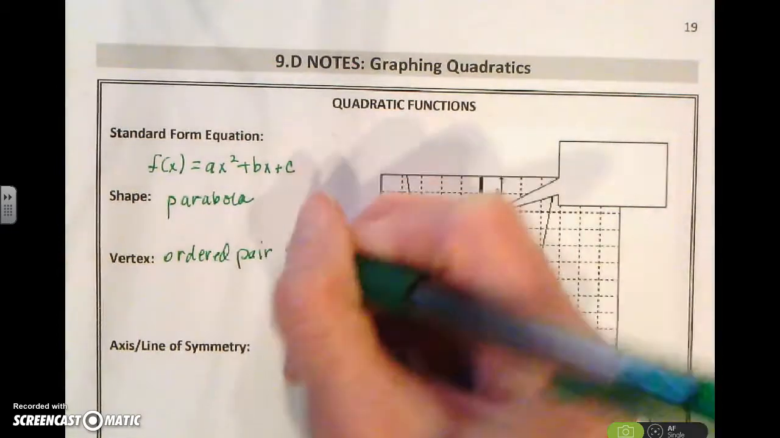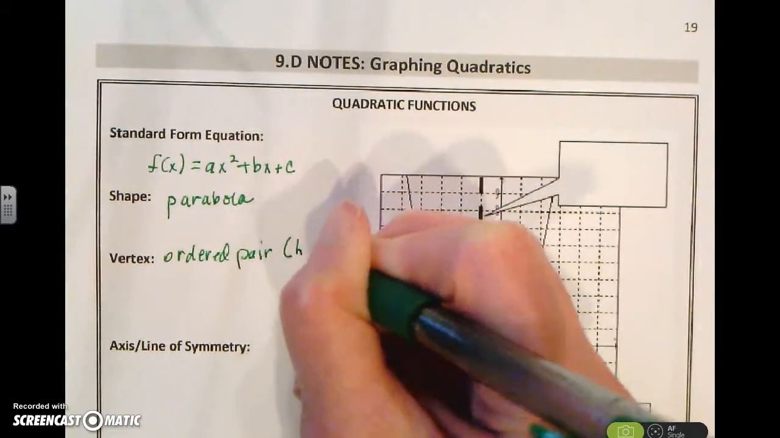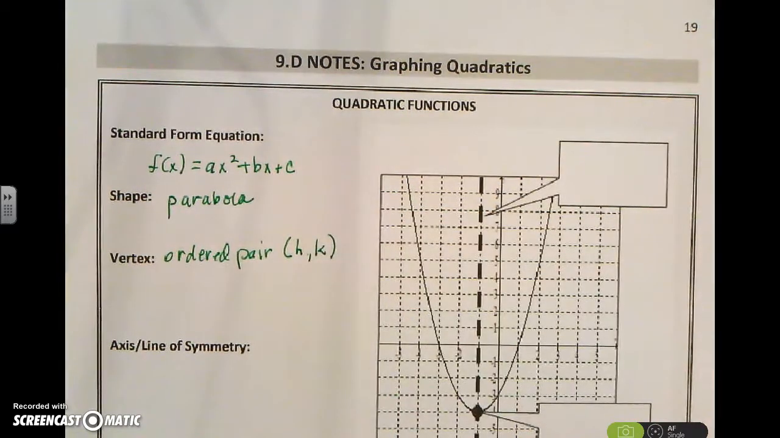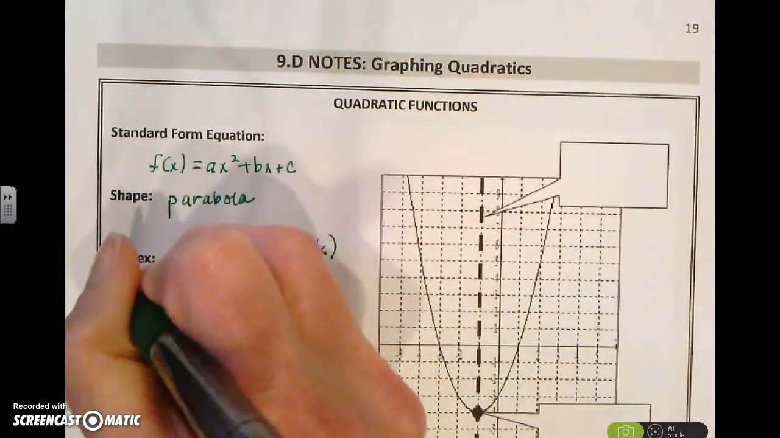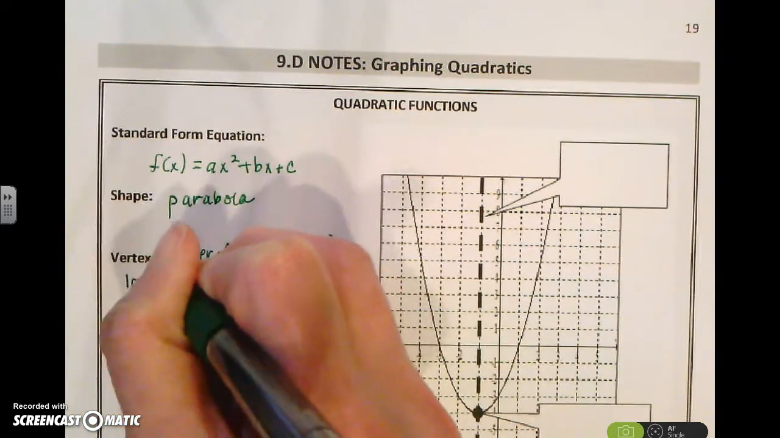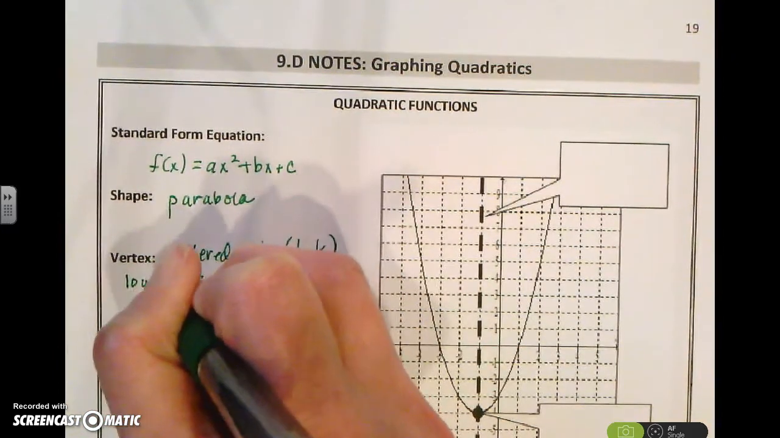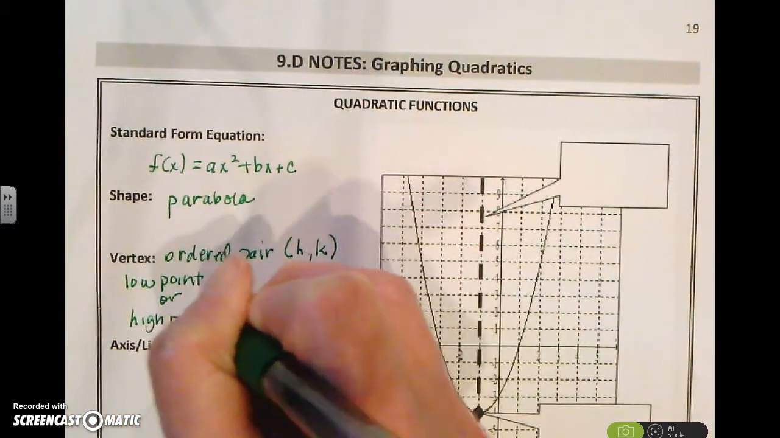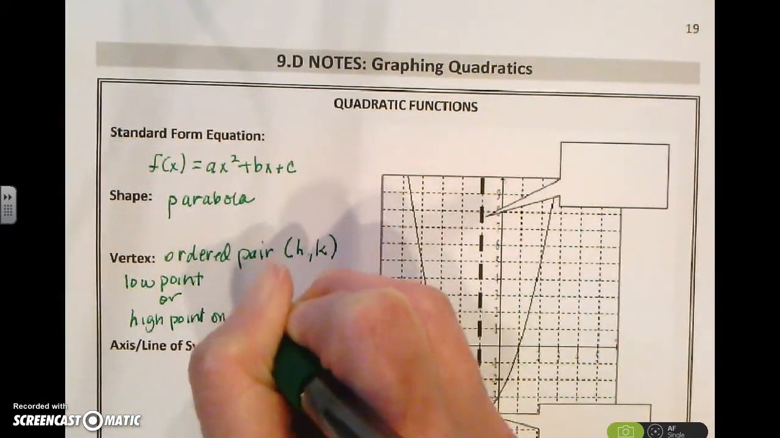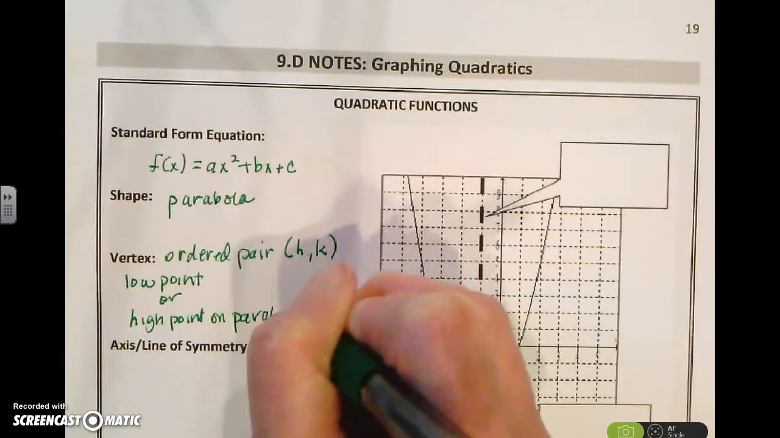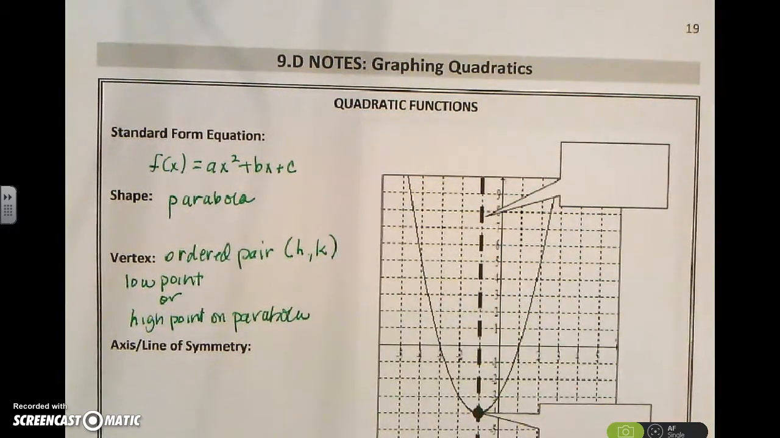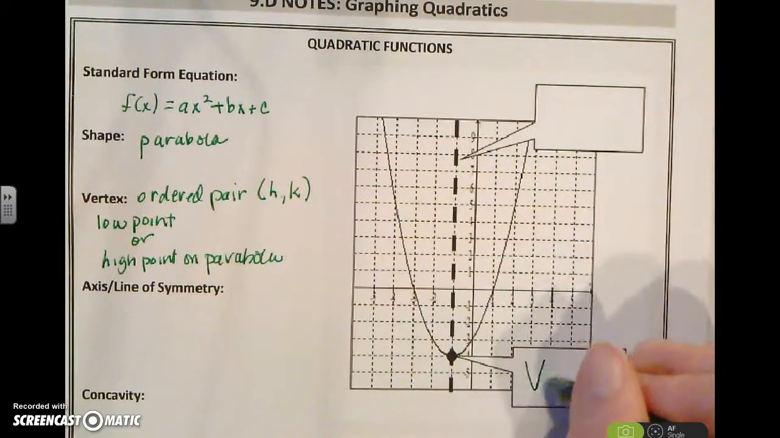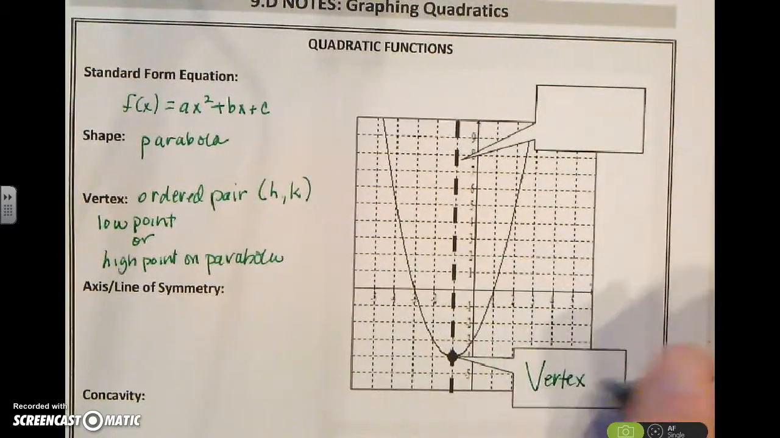And typically it's referred to, rather than x and y, with an h and a k, which is going to be either the low point or the high point on the parabola. So we'll point right here and we'll put that this is the vertex.